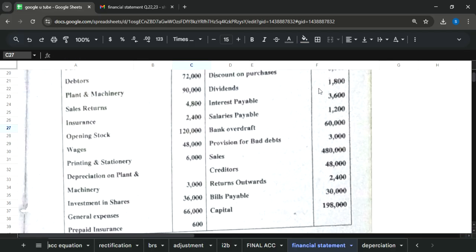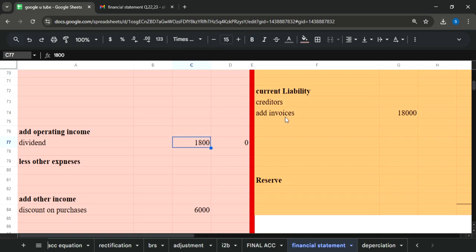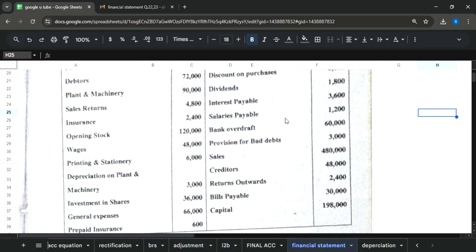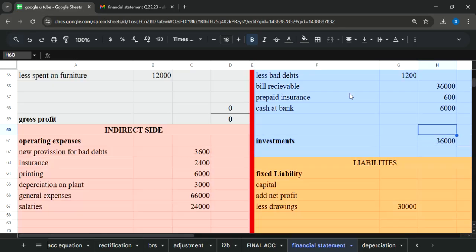After dividend, we have interest payable. Again, we have an adjustment but present in trial balance. And please remember, except depreciation, all adjustments would be entered in balance sheet. So interest payable would be entered in current liability, and here you will be writing interest payable. The amount of interest payable is 3600.